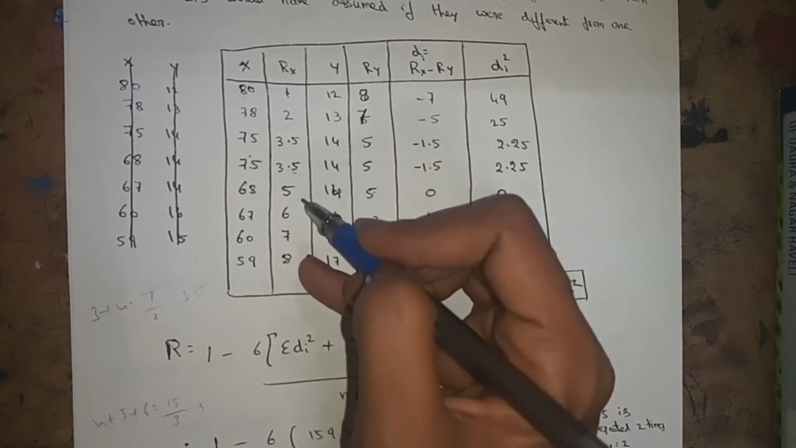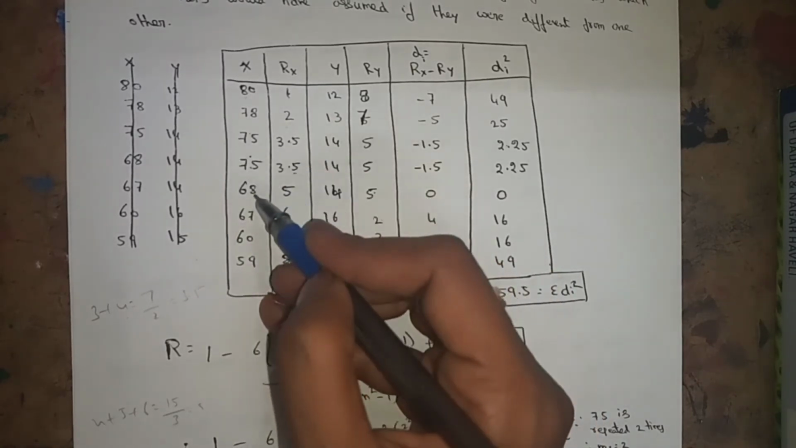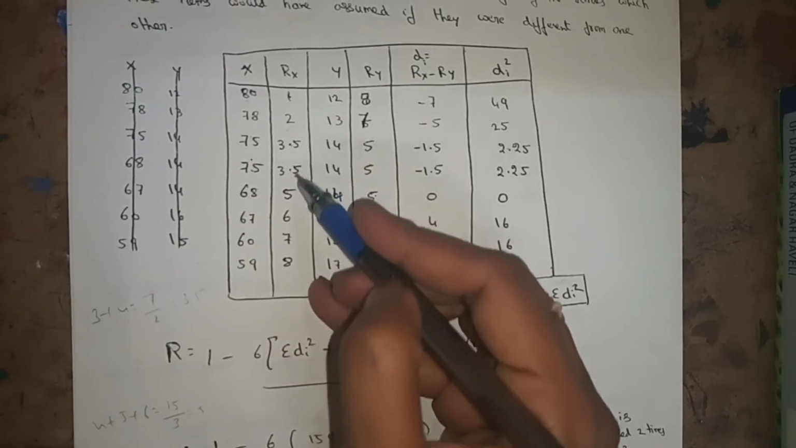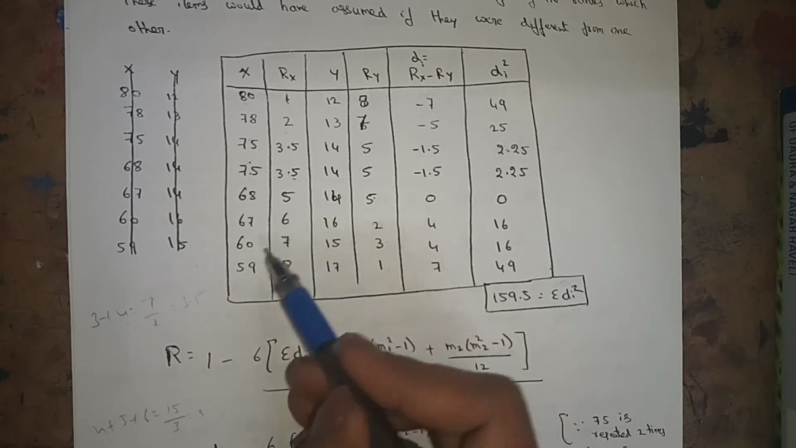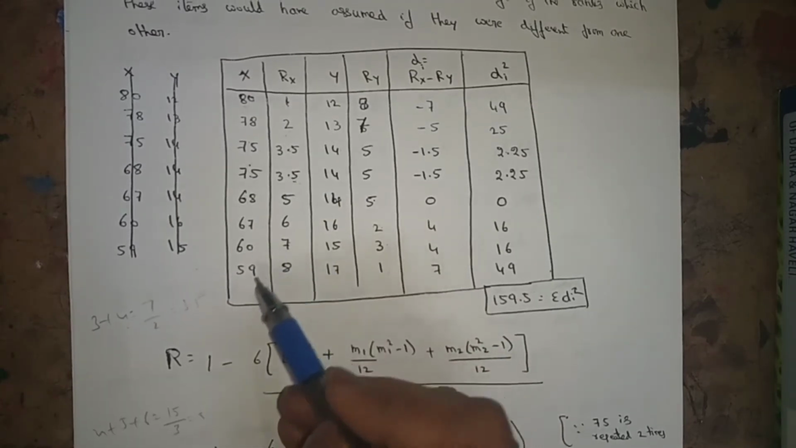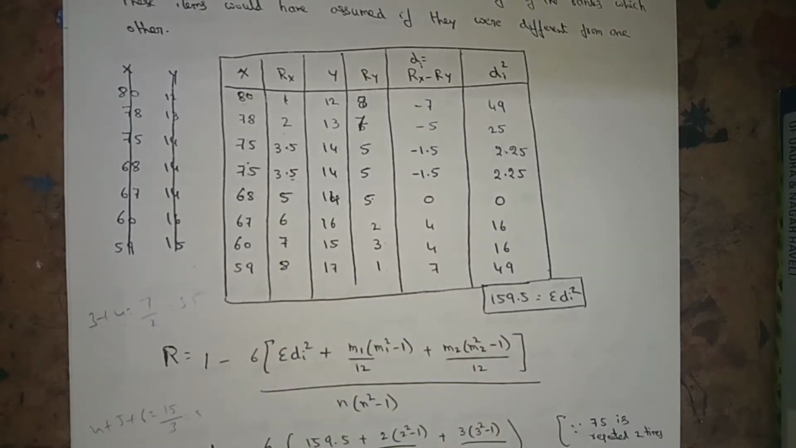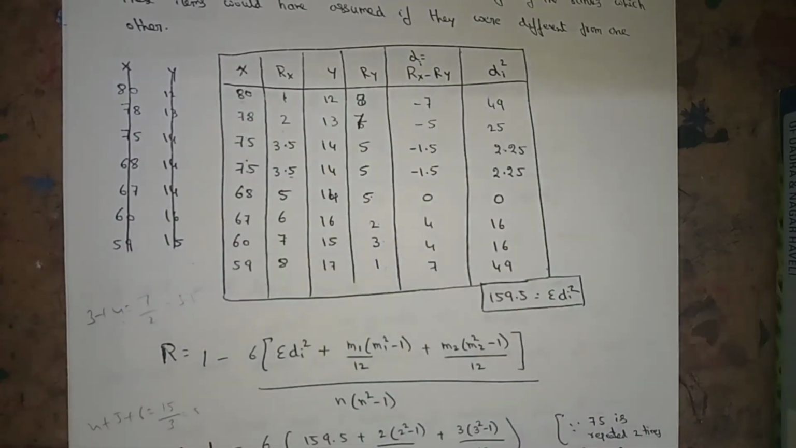The next highest is 68. 3rd, 4th is over. Next is 68, 5th rank. Next highest is 67, 6th rank. Next is 60, 7th rank. Next is 59, 8th rank. Like that. Now 75 occurs 2 times. That's why divided by 2.